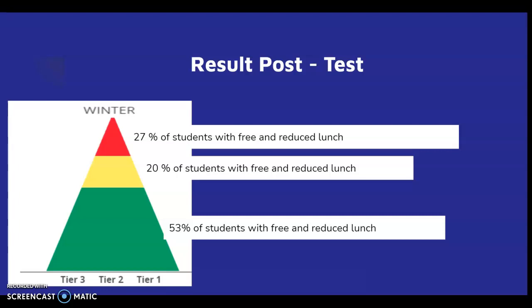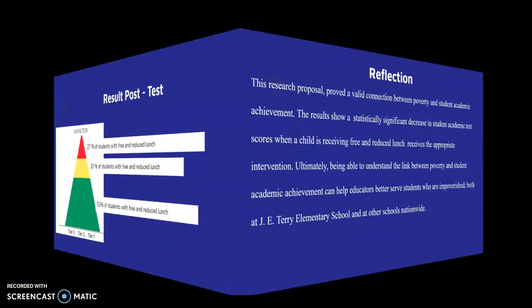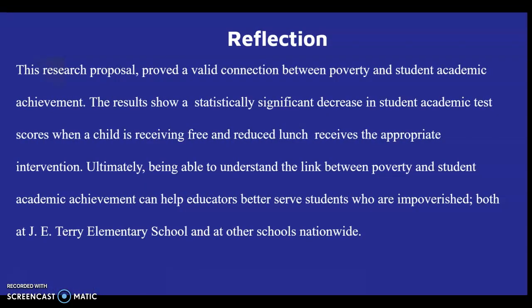So this issue that impacts poverty impacts students all around the world and their performance inside and outside of school. This research question has addressed and proposed the way we can help our students who are living in poverty have academic success in school. So this research proposal proved a valid connection between poverty and student academic achievement. The results show a statistically significant decrease in student academic test scores when a child receiving free and reduced lunch receives the appropriate intervention.